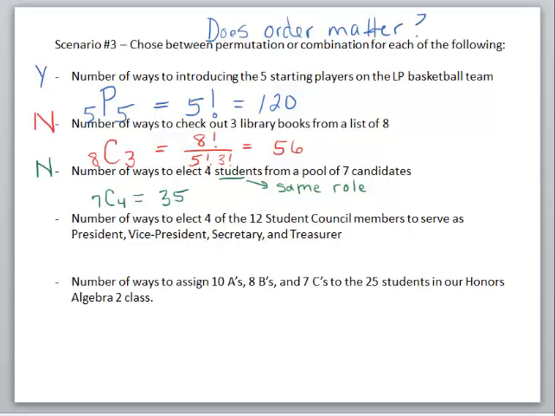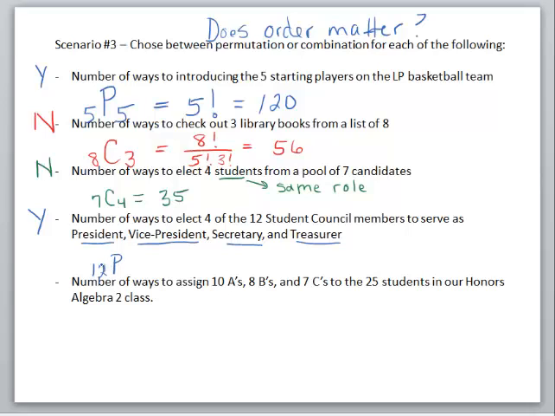In my fourth scenario here, though, I want the number of ways to elect 4 people, so very similar to the previous one, out of a group of 12, but this time they're going to serve. One is going to be a president, the other one's going to be vice president, then secretary, and then treasurer. So once I pick someone for the president, I can no longer pick that person for vice president. And so since they have different roles, picking the order actually does matter. So the answer is yes, my order does matter, and if the order matters, I use permutations.